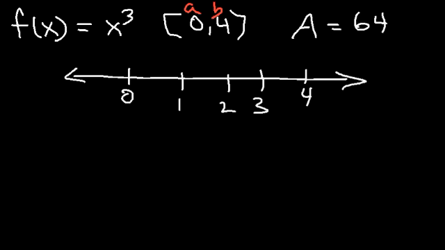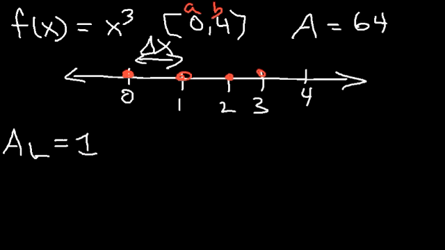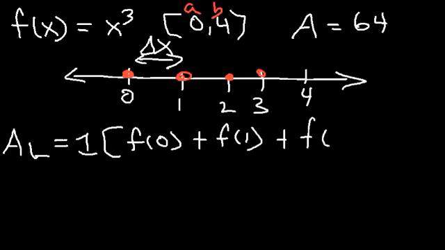So using the left endpoint rule, we need to use the first 4 points on the left, 0, 1, 2, and 3. So the area is going to be delta x, which we know delta x is the width of each rectangle, so that's 1, times f of 0 plus f of 1 plus f of 2 plus f of 3.